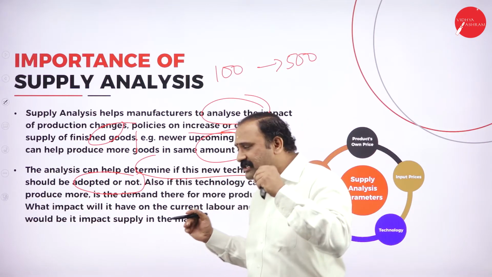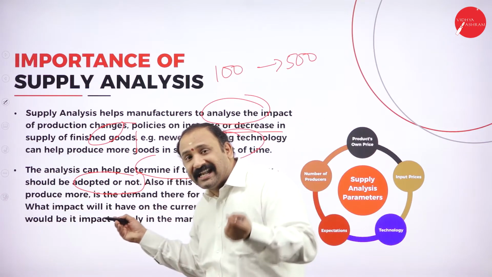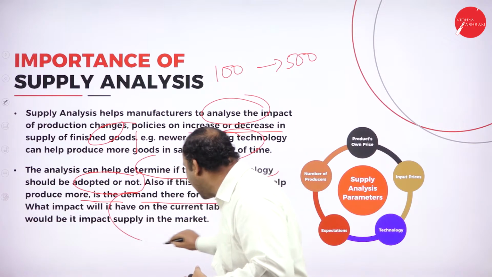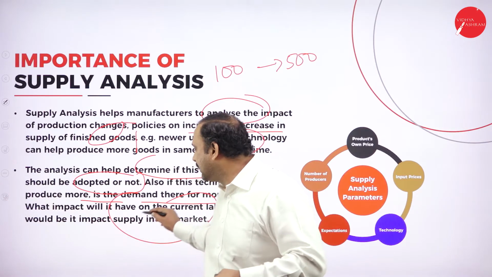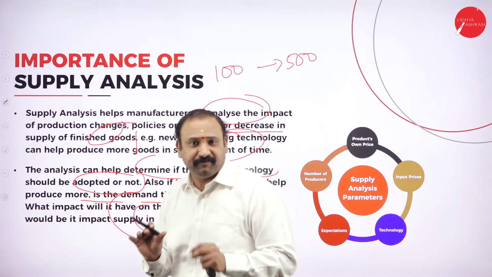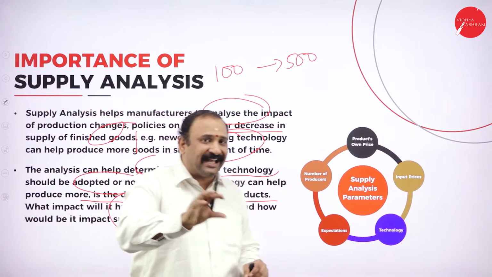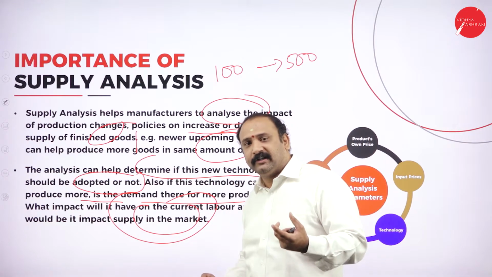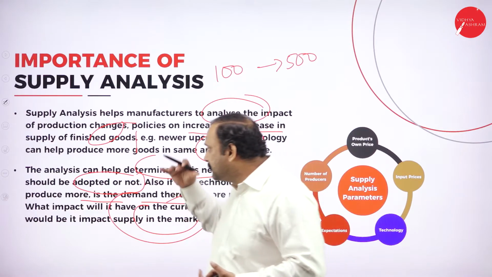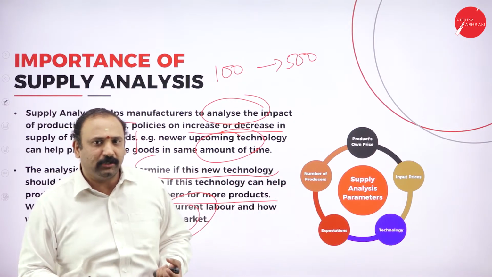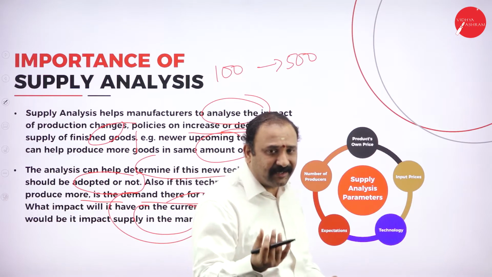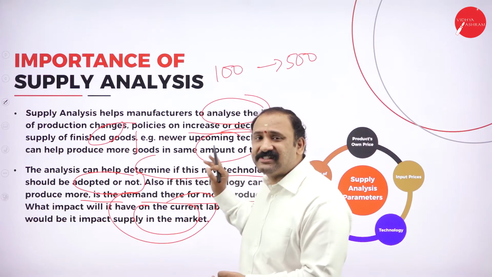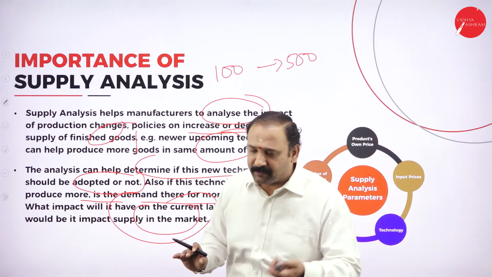So what we try to understand here is that if technology can help you to produce more, the demand for more products will increase, and what impact will it have on the current labor and how do they impact supply in the market? That is another factor. So if that technology can help you to produce more, create an impact in the market, and take you further in terms of reducing the labor cost and the manufacturing cost altogether, then definitely that is a welcome solution for most of us. So this is very, very important when we start understanding and analyzing supply.